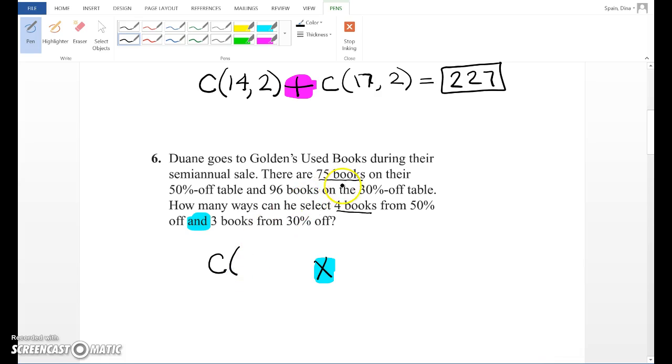How many did I have? There was 75 from the 50% off table. So it's got 75 books. We're only choosing 4 of them. Alright, and then the 3 books from the 30% off table. There's 96 books there on the 30% off table. So it's a combination. Again, no distinction between those 3 books. 96 choose 3. Again, you would key that in your calculator.